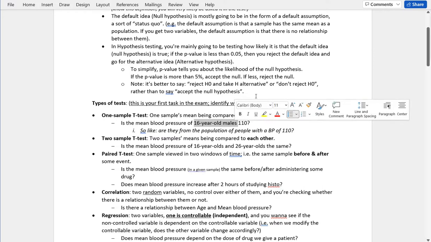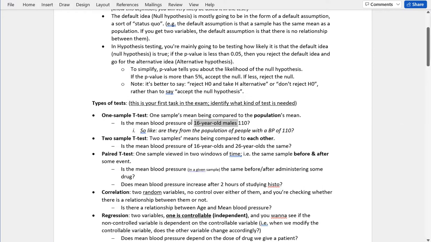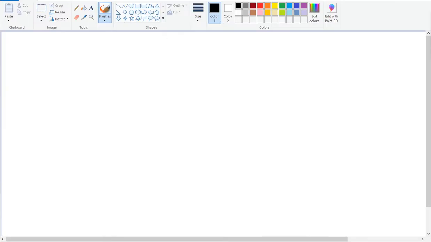In the test, you'd basically be given a table with a bunch of 16-year-olds and their blood pressures, and you put it into Excel and you see, is their average blood pressure indeed 110 or not? So a one sample t-test is the test in which you are given a sample, like a bunch of 16-year-old males, and you check if that sample's mean is 110. So basically, what it looks like is this.